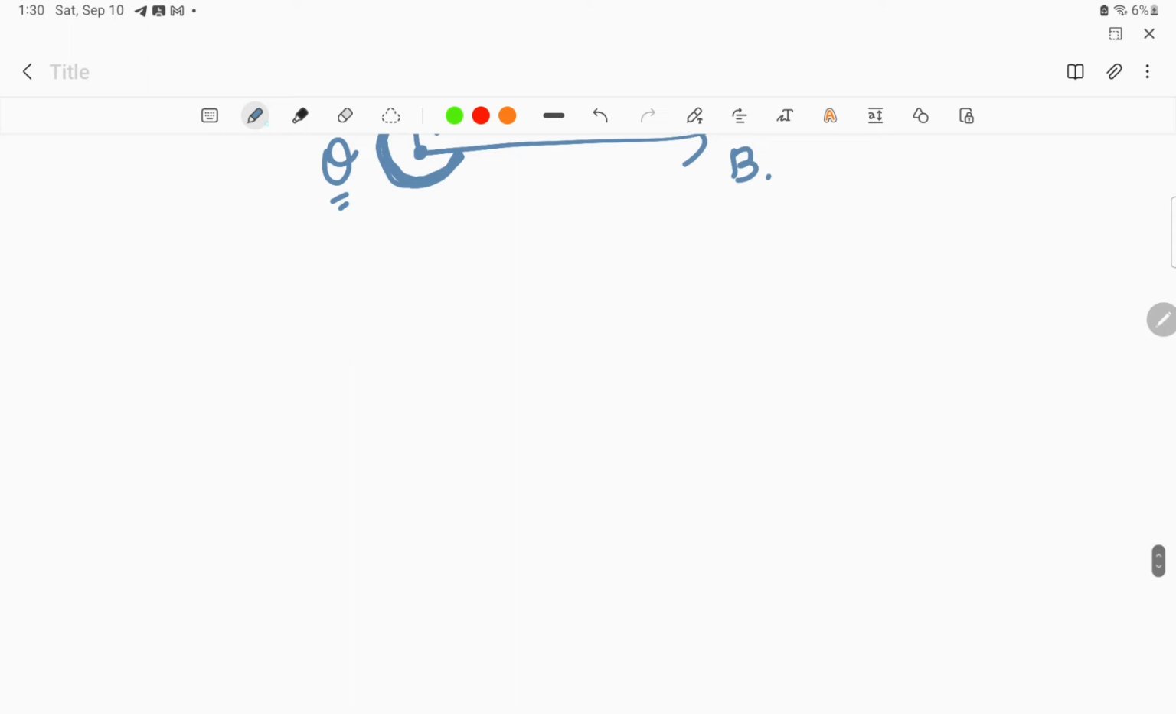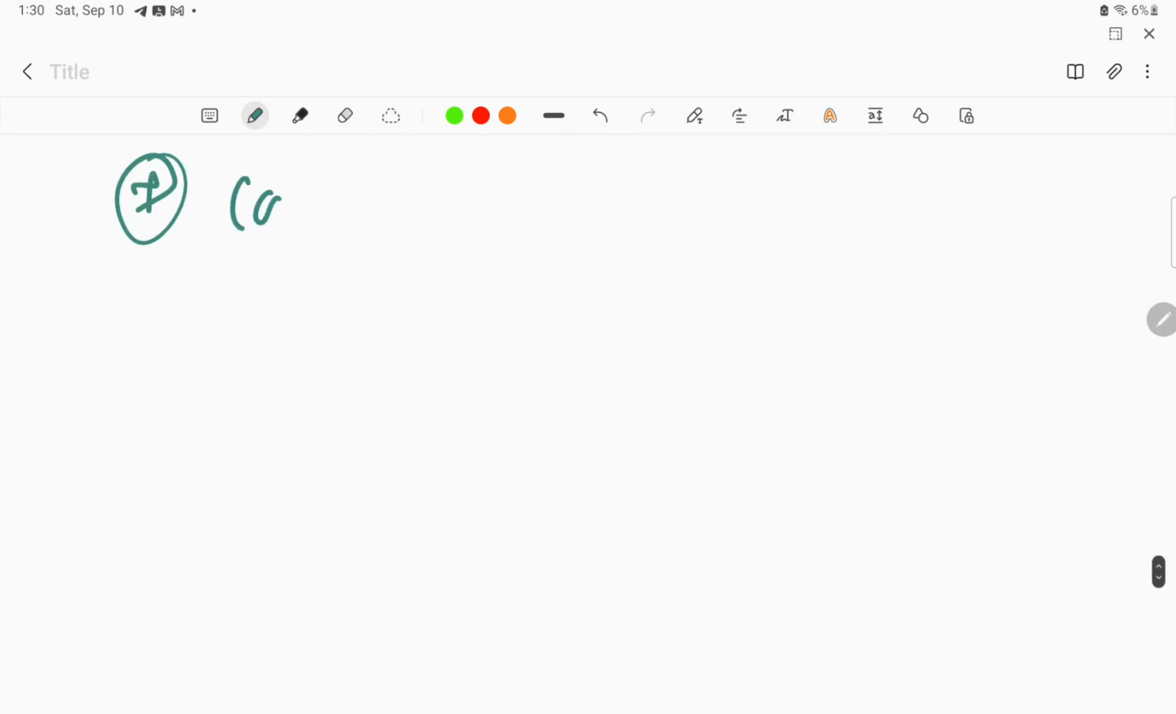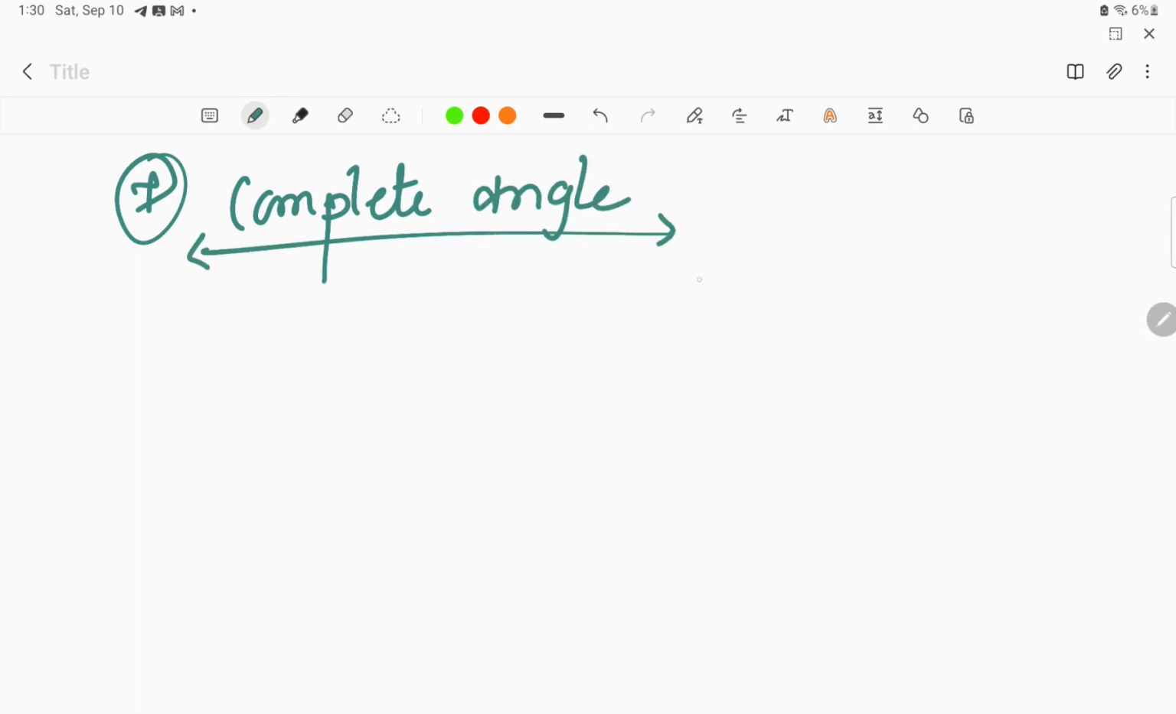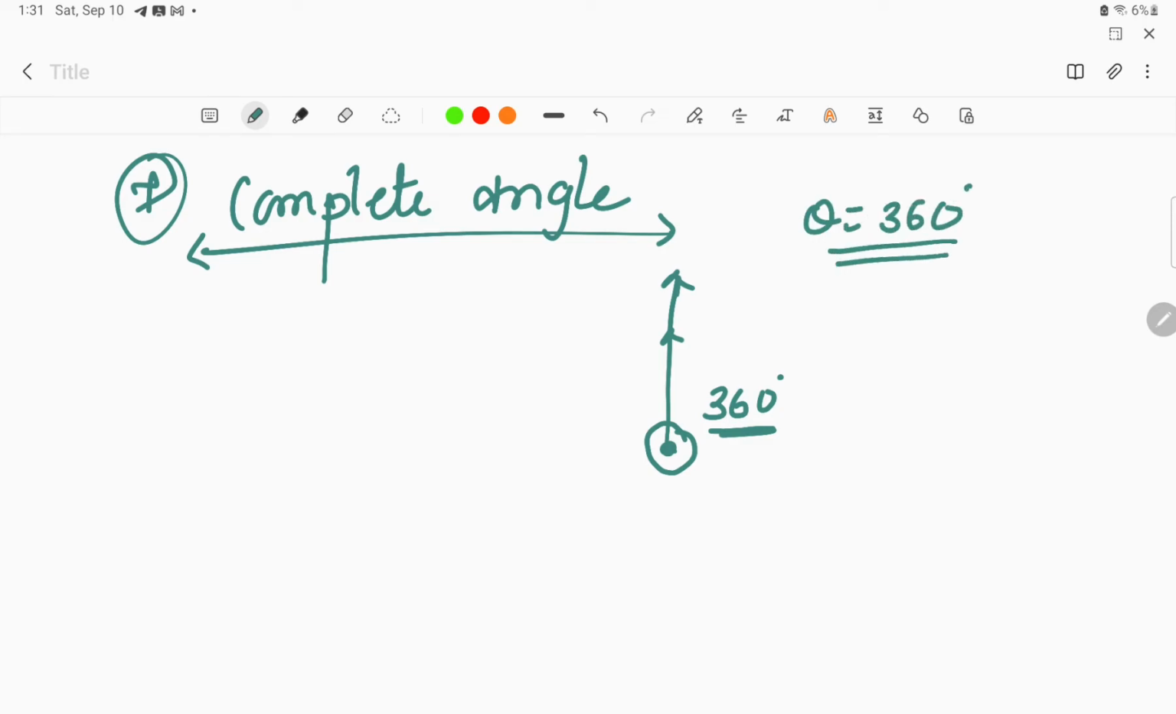Okay, the next term that we will see here is the complete angle. Now what is a complete angle? This is the seventh term, complete angle. The name itself says that it is completing one particular rotation. Whenever it forms the complete rotation, that is theta is equal to 360 degrees, we call it a complete angle.